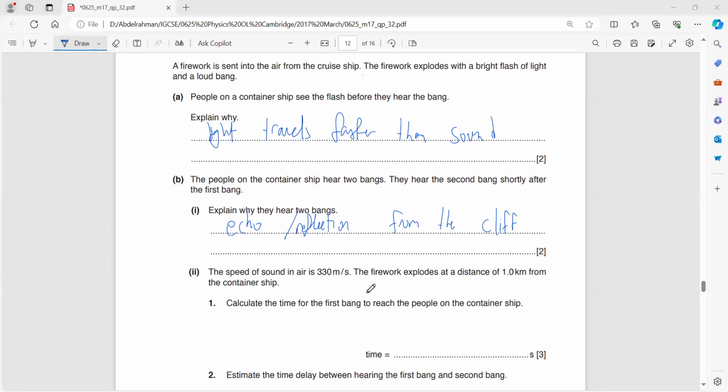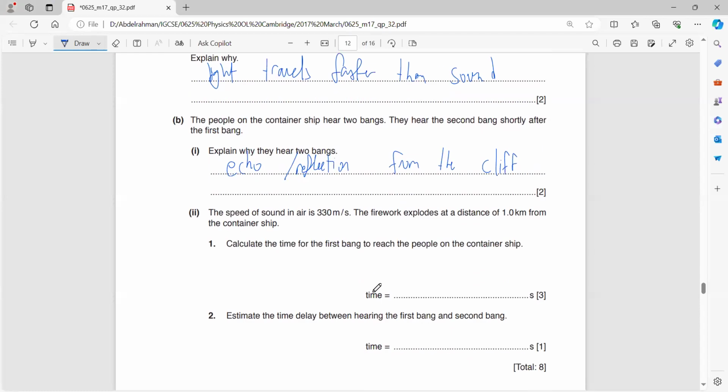Next question. The speed of sound in air is 330. The firework explodes at a distance of 1 kilometer from the container ship. Calculate the time taken for the first bang to reach the people on the container ship. This is a very simple speed equals distance over time equation. We need to rearrange it to find time equals distance over speed.